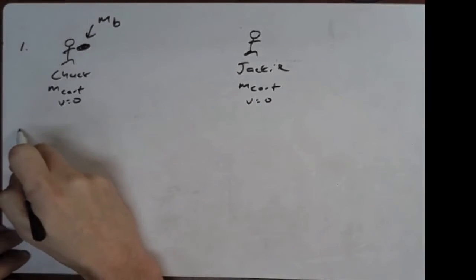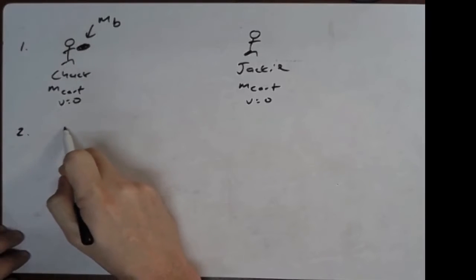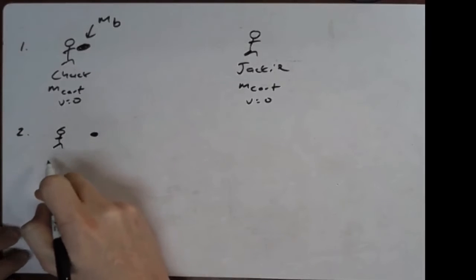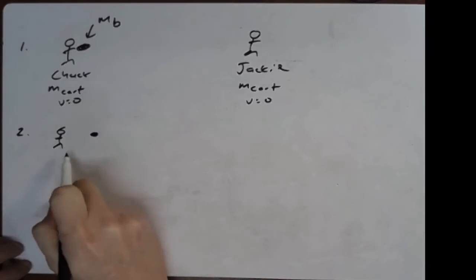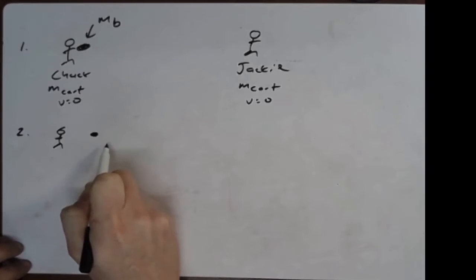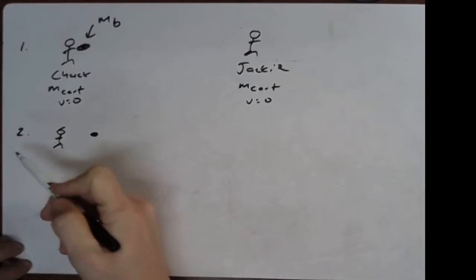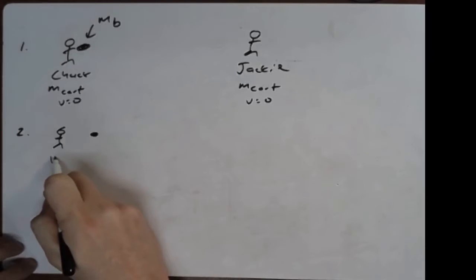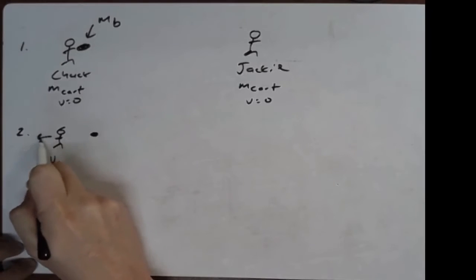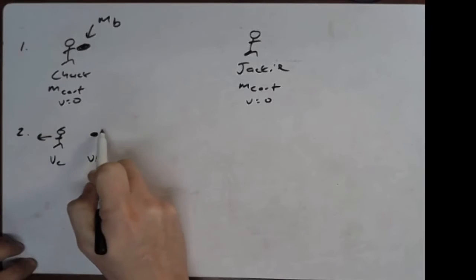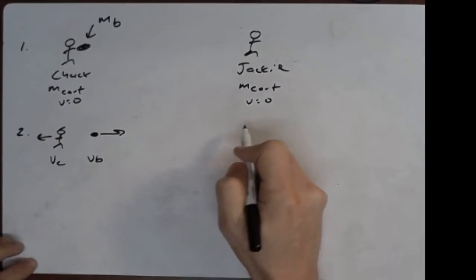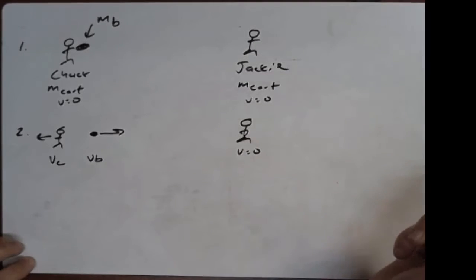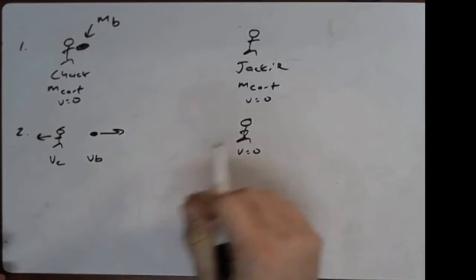And then Chuck throws the baseball. Baseball's here, and it's flying through the air. And because the ball went forward, its momentum changed. That means Chuck has to go backwards. His momentum changes too, an equal and opposite amount. So we've got a velocity for Chuck that's going backwards. We've got a velocity for the ball that's going forward. And we still have Jackie over here not moving. V equals 0.